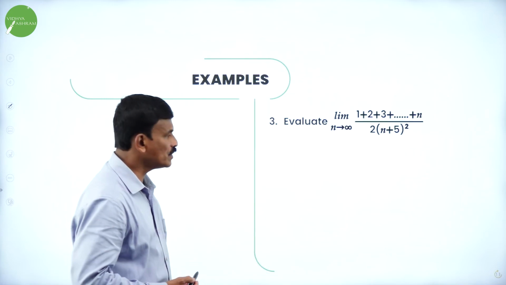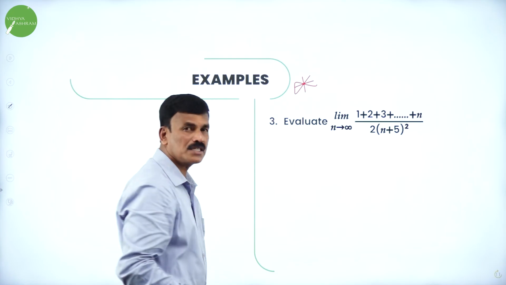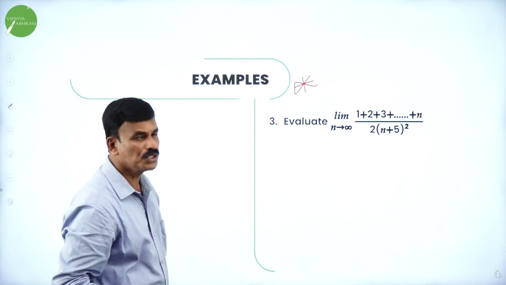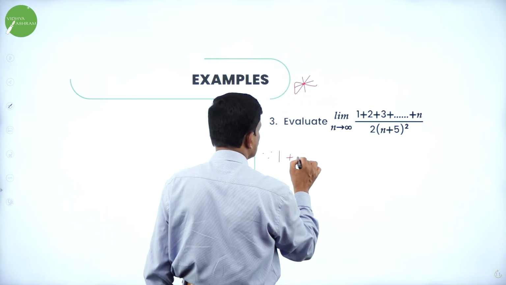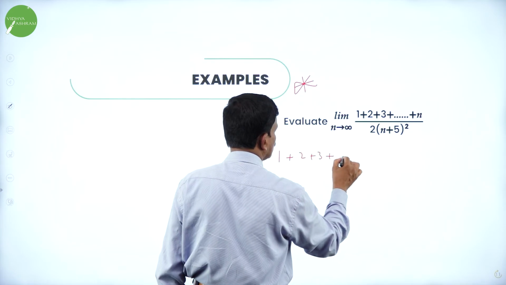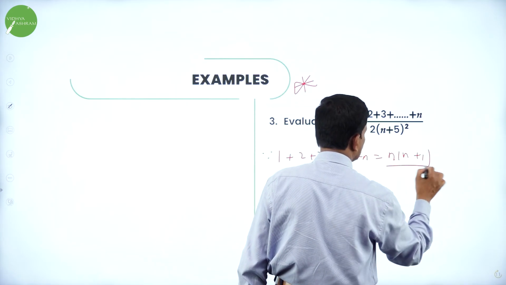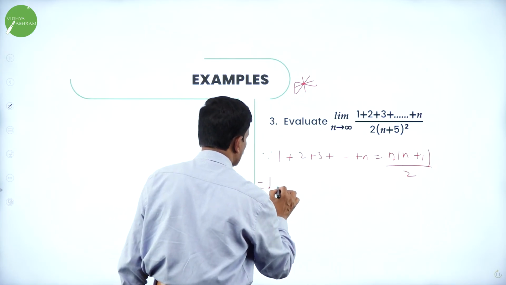Now, what is the problem given? This is a very important problem. Evaluate limit n tends to infinity of 1 plus 2 plus 3 plus etc. n divided by 2 into n plus 5 whole square. Now, we know that 1 plus 2 plus 3, sum of n terms, is always equal to n into n plus 1 divided by 2. Sum of n terms. So, let us apply this formula for this.